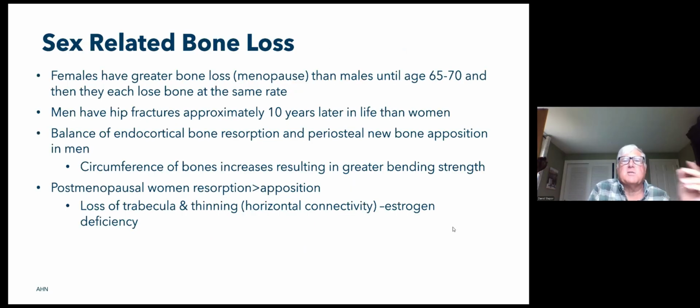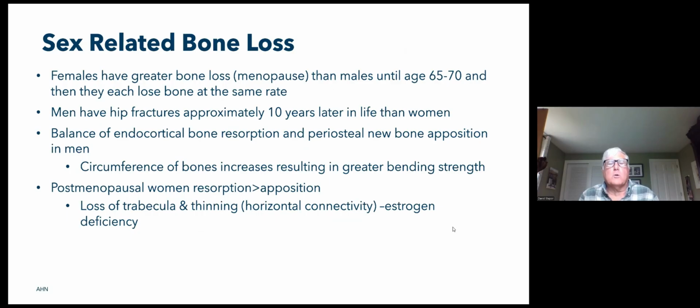Sex-related bone loss. Females have greater bone loss in menopause than males until the age of 65 to 70. And then females and males both lose bone at about the same rate after that. So men have hip fractures approximately 10 years later in life than women.